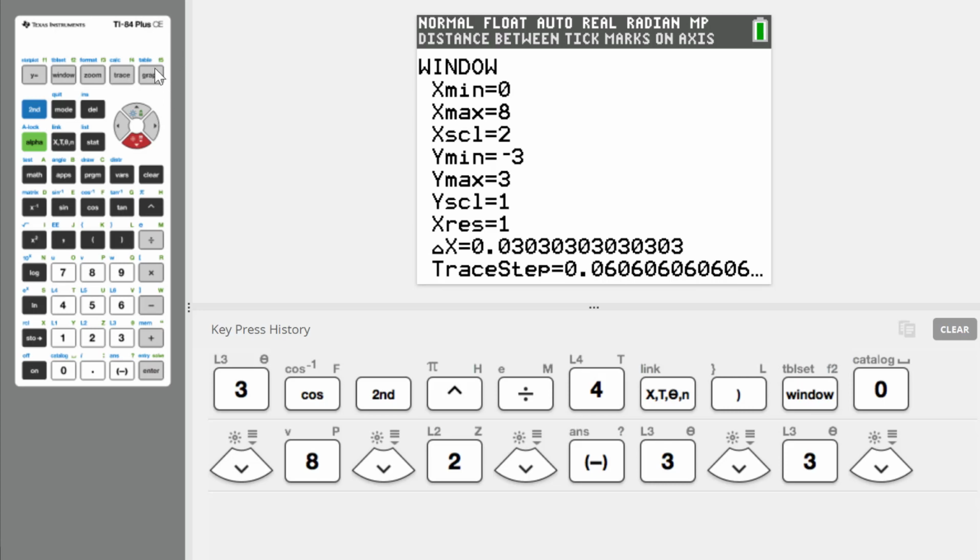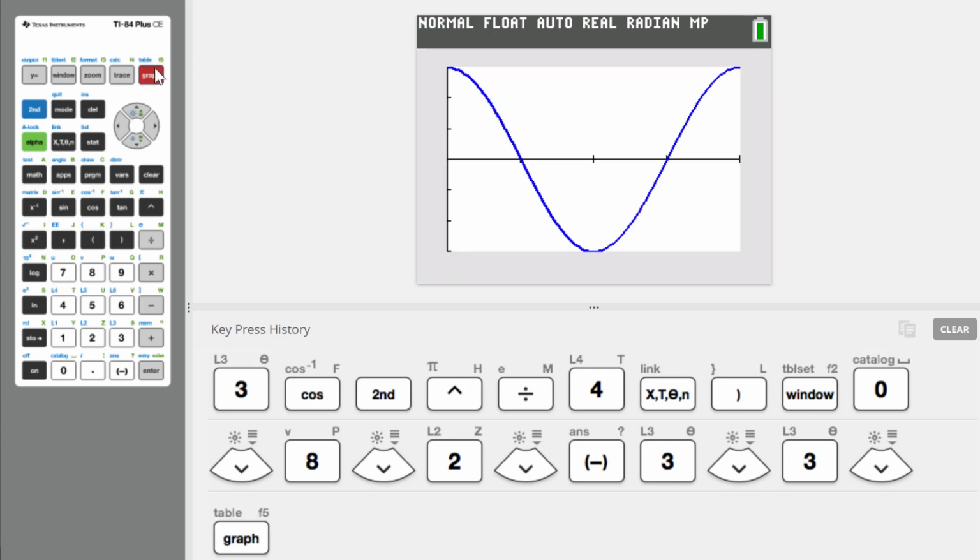If I then hit graph, I should get the same picture that we just graphed on our paper, and sure enough, I do. So use the calculator to check your work.